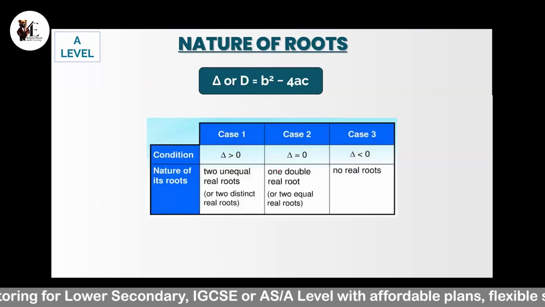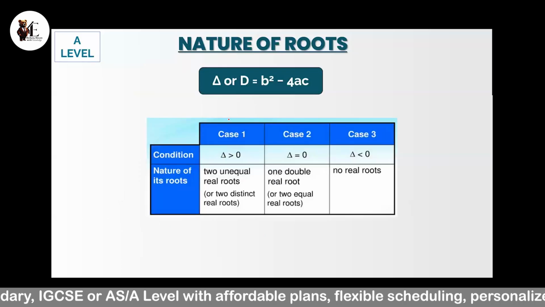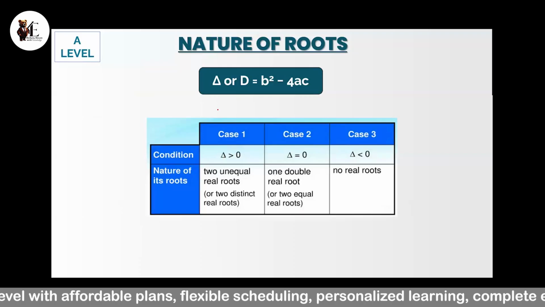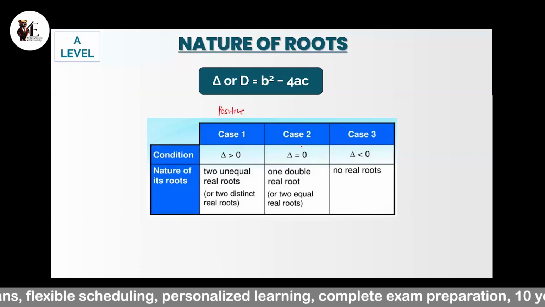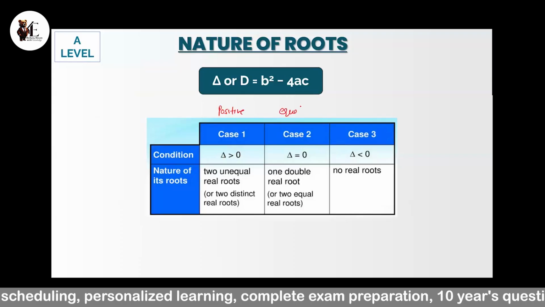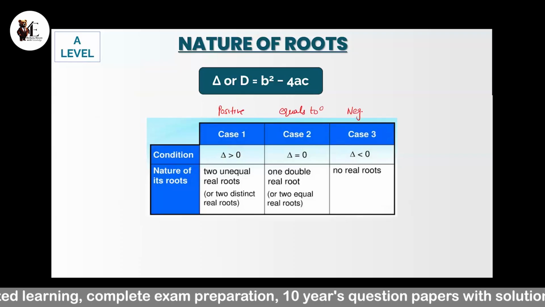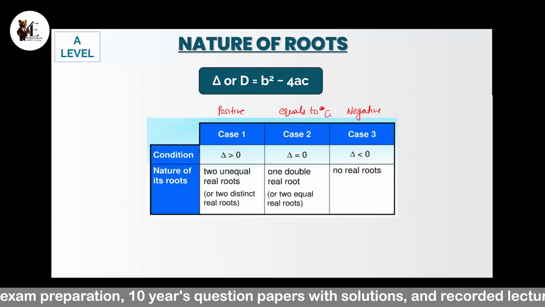So there might be three possibilities for the discriminant. It might be greater than 0, meaning positive. The second possibility is it equals 0. And the third is it is less than 0, that is negative. These three types of numbers are possible: positive, negative, and 0.